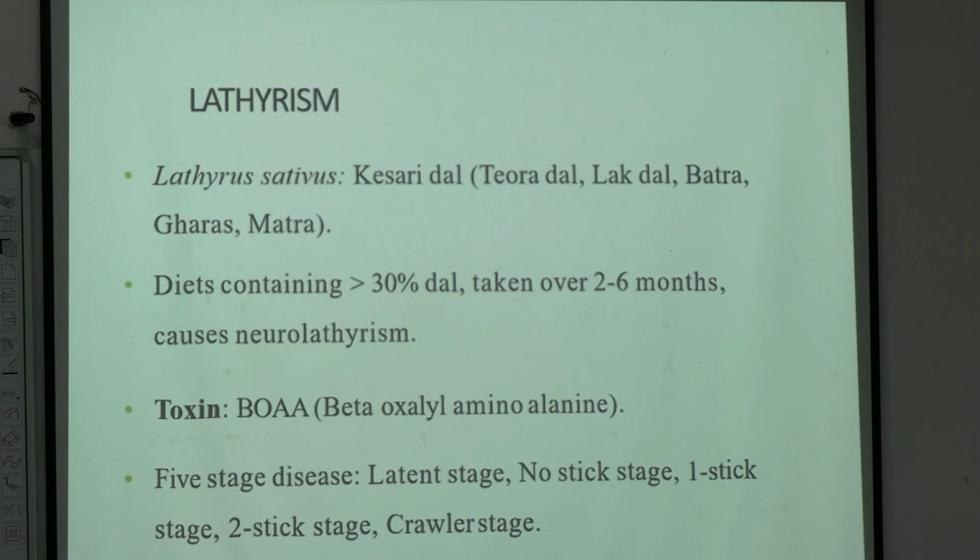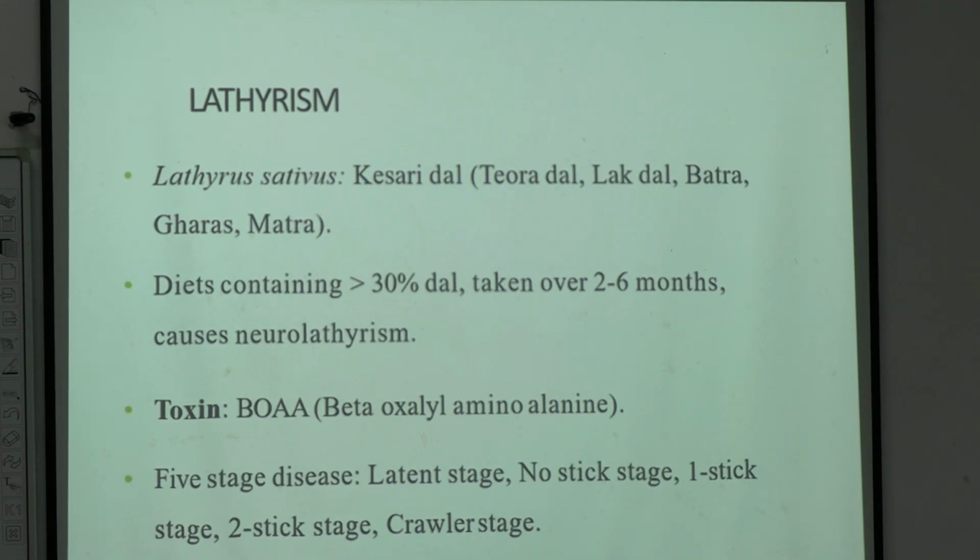Basically due to the consumption of kesari dal. This is also called teora dal, lakh dal, batra, gharas, matra, etc. A diet containing more than 30% dal taken over 2 to 6 months causes neurolathyrism. Now this dal is like the other dal, but it was much cheaper. So it was used by the poor people for many years until the government found that it can cause this disease. The government has now banned it, but still it is there in some places.